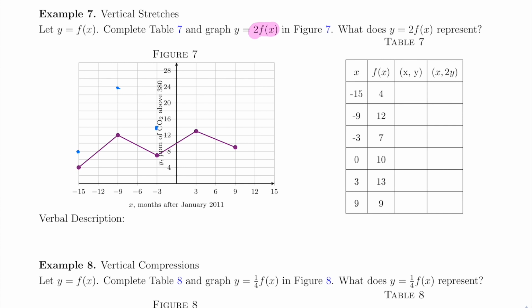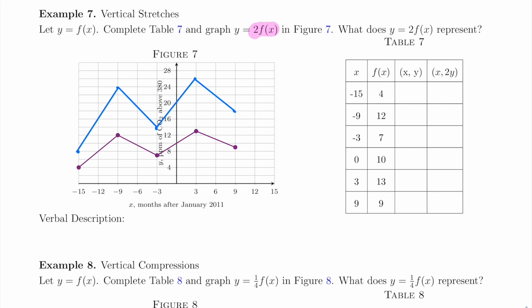And then the last 2 points in the same way. 13 becomes 26 and 9 becomes 18. Now as you can see, the whole function has kind of stretched vertically. And so that is what happens when we multiply by a number. For now we still want to fill in our table and then check our values, and then also think about what that actually means.